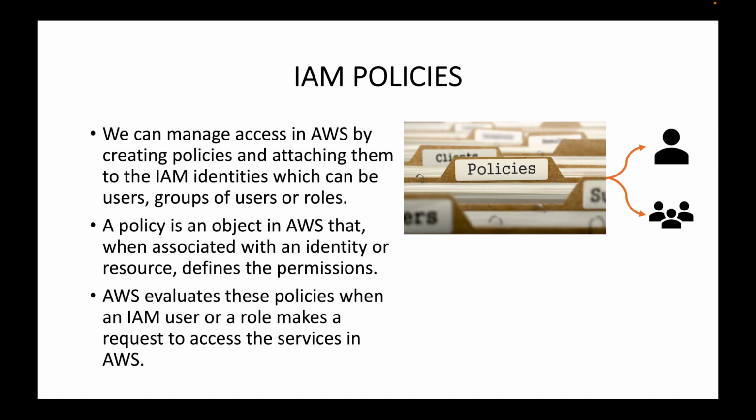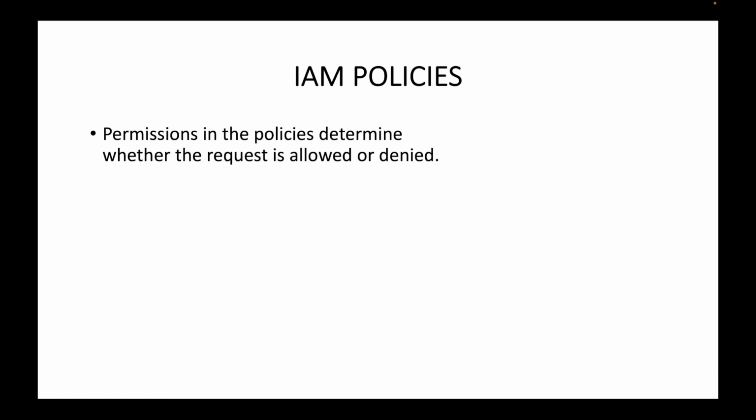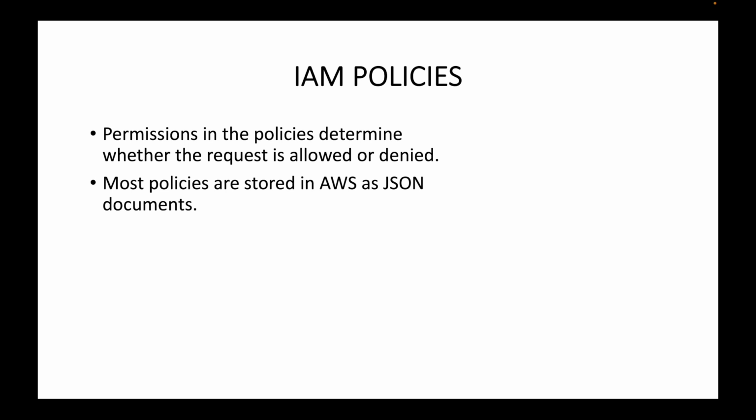Whenever we attach these policies to the users and the users try accessing the resources, AWS will evaluate these policies whenever your user or a role makes a request to access the services or the resources within the AWS account. These permissions, or policies, determine whether the request is allowed or denied. So if you're getting a permission denied or you don't have access, that means the respective policies are not attached to you, and that's why you're getting that authentication error. Most of these policies in the backend are stored as JSON documents. AWS stores these documents in the form of JSON.